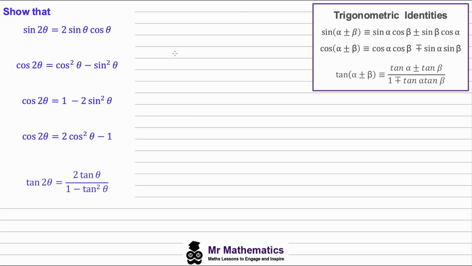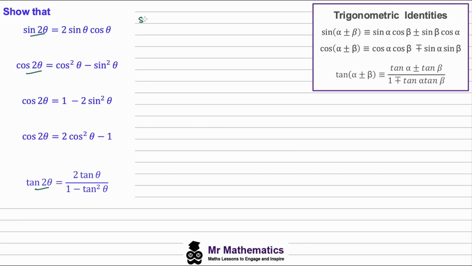Hi everybody. In this video, we're going to look at the double angle formulae for sine 2 theta, cos 2 theta, and tan 2 theta. We'll look at proving each of these using the given trigonometric identities here. And then in examples 2 and 3, we'll look at how we can apply them.